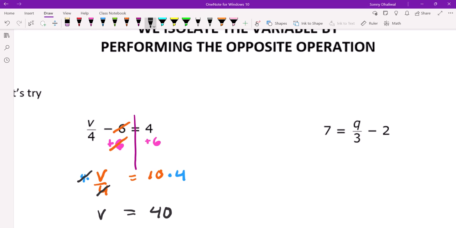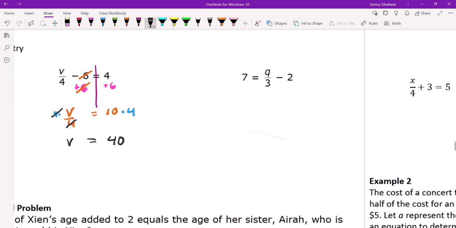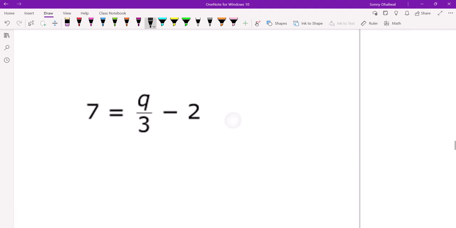Okay. And let's do this one. It doesn't matter what side that letter is on, that variable is on. The rules are the same. Cover up the other side. Okay, we have a 3 and a 2 sitting there. Which number do we get rid of first? 2. What do we do? Plus. It's subtracting. Opposite of subtracting is plus.